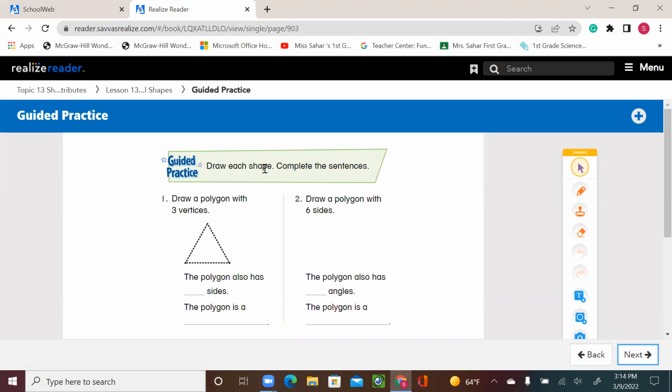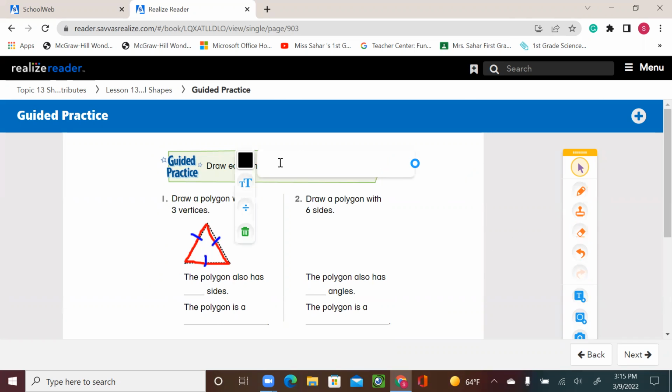All right, draw each shape, complete the sentence. Draw a polygon with 3 vertices. So 3 vertices or 3 sides. So I look at it, I know that this polygon has 3 sides. So this is a triangle. You're going to trace the dots. Count the sides. 1, 2, 3.